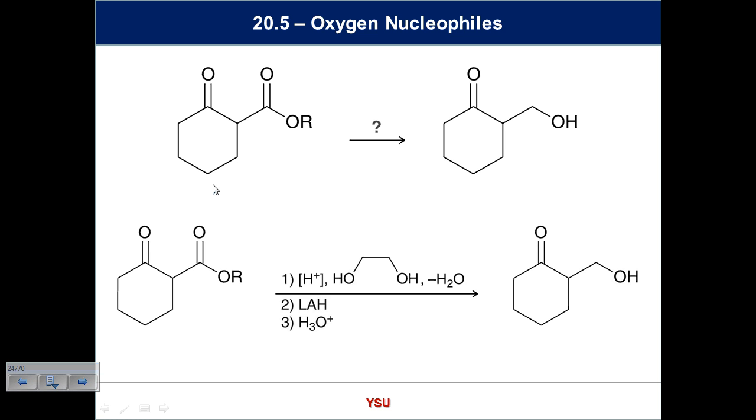In this molecule, we have two functional groups. One of them is a ketone, one of them is an ester. I'll tell you, we're not there yet, but the ketone is more reactive than the ester. The ester is stabilized by a lone pair here. The ester is stabilized by electron donation from that lone pair.